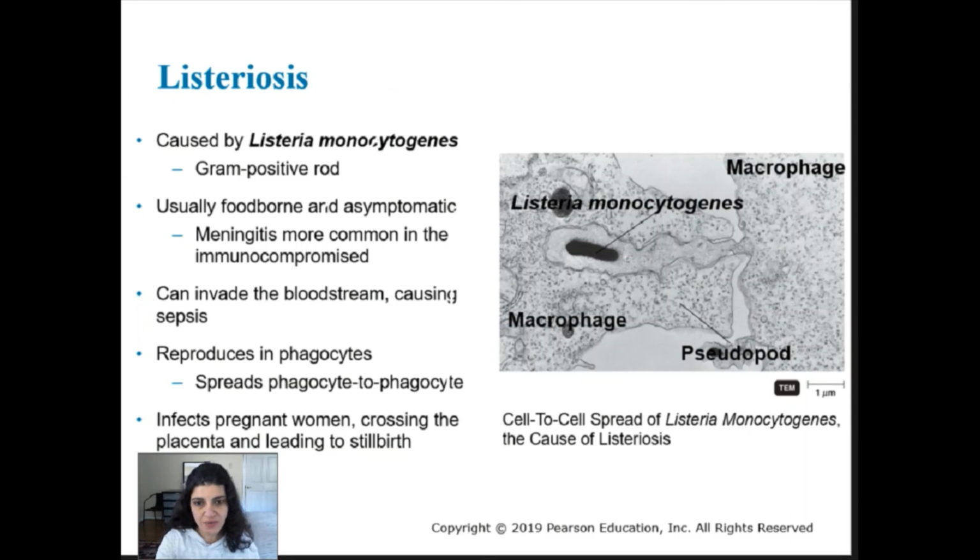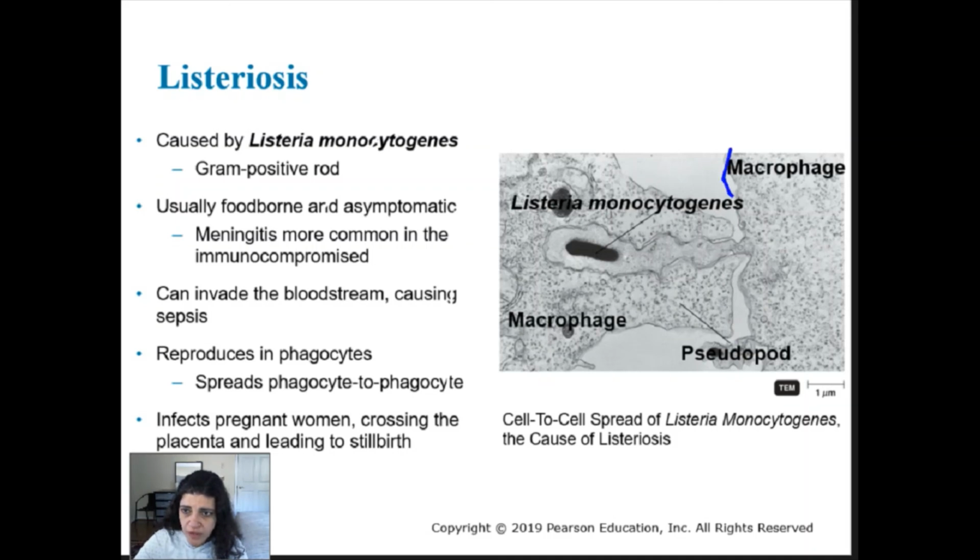So Listeria, since we're talking about the meningitis, this is going to be our last one, is caused by Listeria monocytogenes. That's a gram-positive rod, like I just said. I love this picture because it shows you how they can spread from macrophage to macrophage, and they induce membrane ruffling, right?